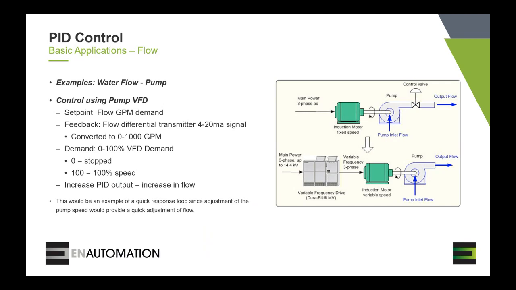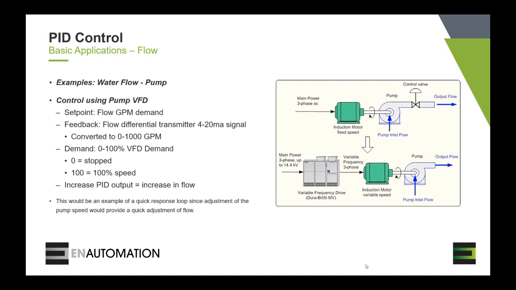So your set point is going to be a gallons per minute demand, flow demand. You'll have a flow differential transmitter, 4 to 20 milliamp signal. You'll convert that to gallons per minute, and that way you're comparing your gallons per minute demand to your gallons per minute feedback. And then your demand signal from your PID controller will be 0 to 100%. That'll be your VFD speed, 0 being stopped, 100% being 100% speed.